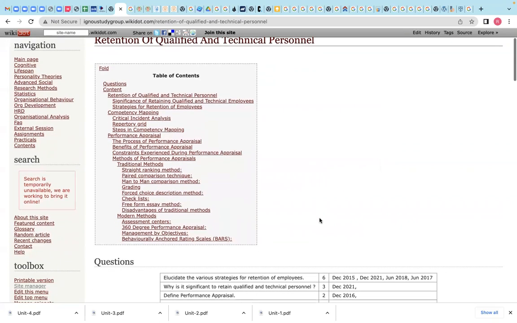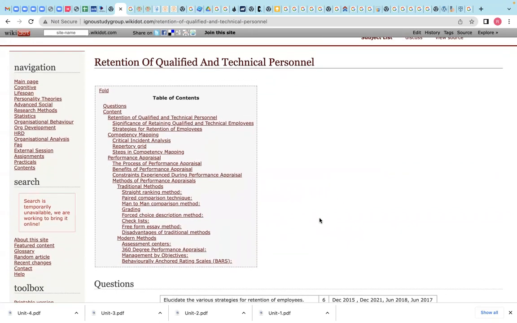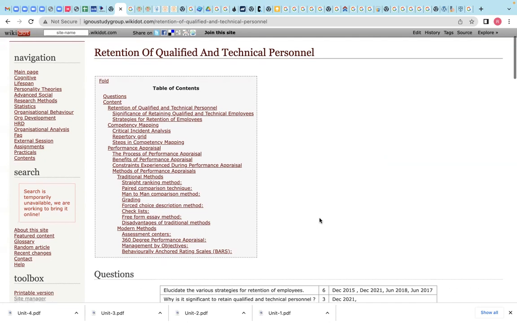Okay, so now we are going into the retention part of it, which is unit 3. Here we are talking about how to retain the qualified employee. Obviously, bad employees we don't want to retain. That is why it covers only qualified employees, right? So it starts with retention of qualified and technical employees.